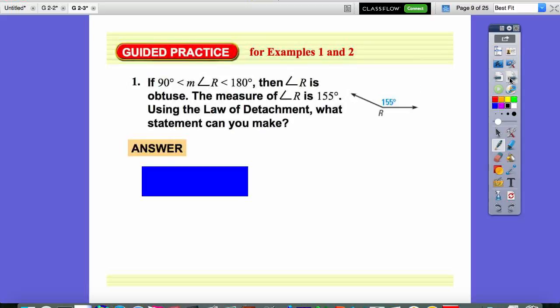Okay, so let's try some of these. I think it'll make a little bit more sense. If 90 degrees is less than the measure of angle R, which is less than 180 degrees, then angle R is obtuse. The measure of angle R is 155 degrees. Using the law of detachment, what statement can you make? Well, it meets this criteria, so it is obtuse.